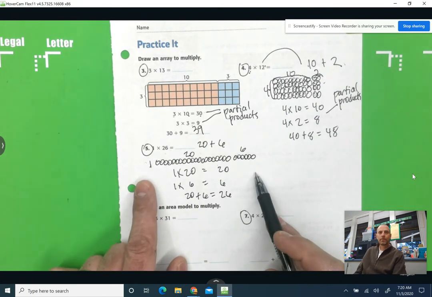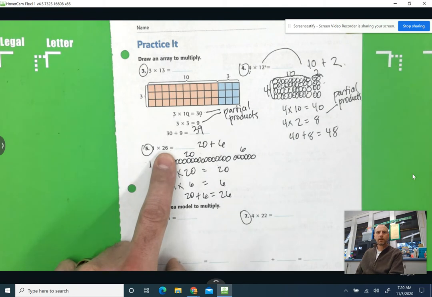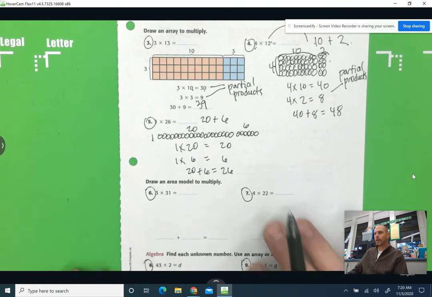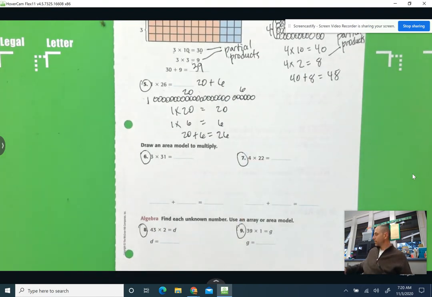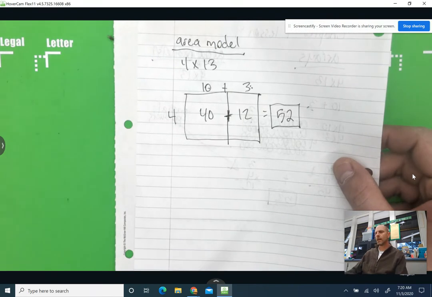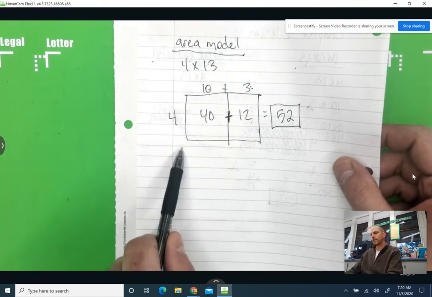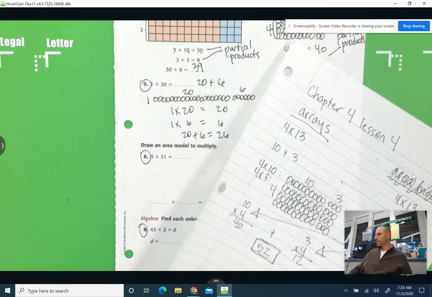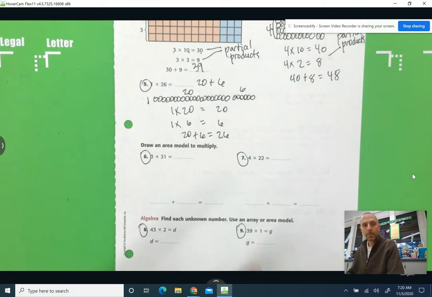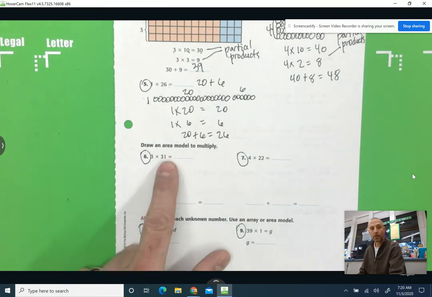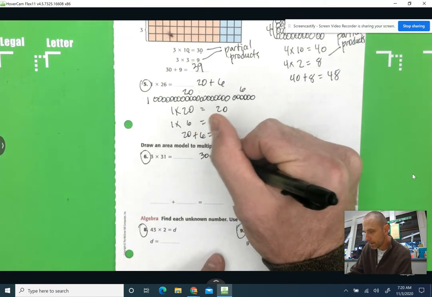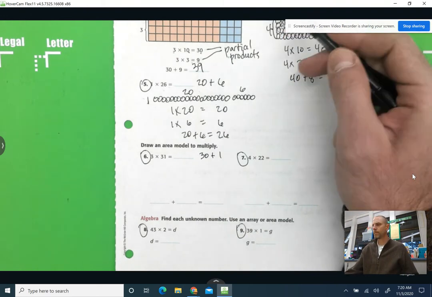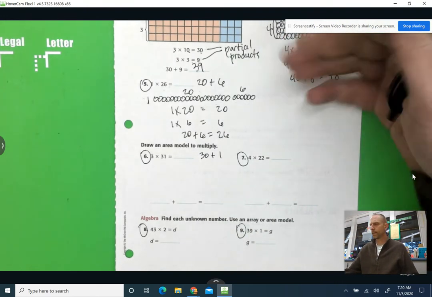Okay? It's all about separating out the 2-digit number. That's where our problem is. This one down here, 6, 7, 8, and 9, this is where we're going to go back to our area models. Okay? A little less drawing in the area models, right? Versus an array. But still a very useful strategy. 3 times 31. Separate out our 2-digit number. 30 plus 1. Okay?